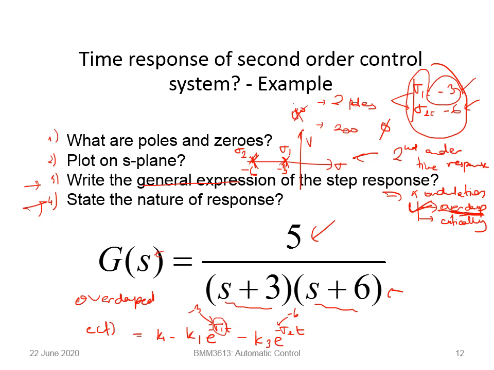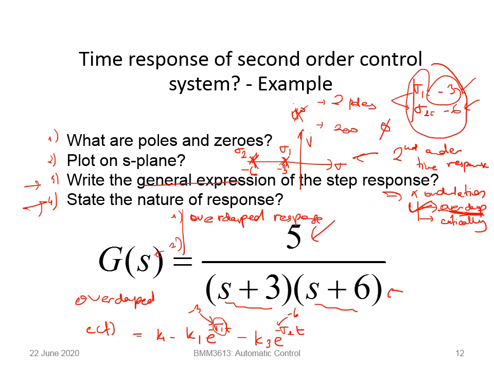So what is the nature of the response? Again, there are two things that you need to respond. The first one is the type of the response. Which type of response is this? It is an overdamped response. So the nature is that it is overdamped. It has no undulation. It is an overdamped response.